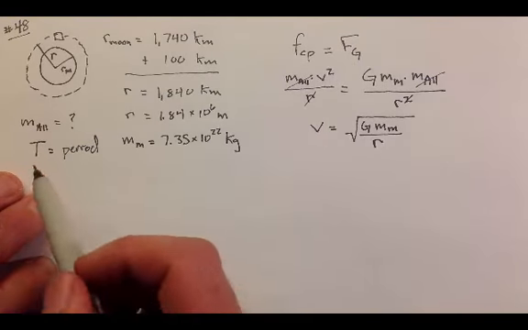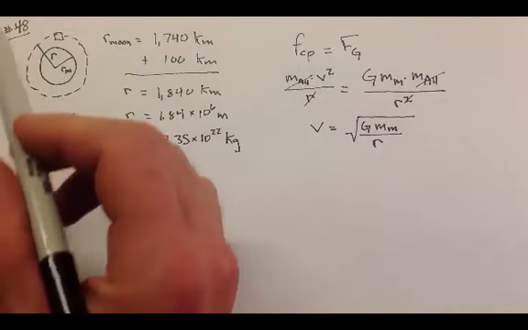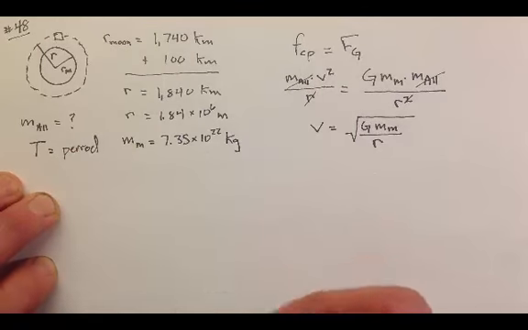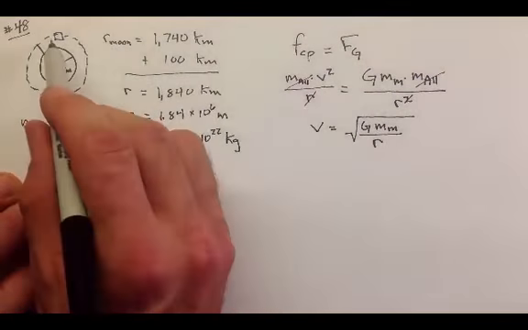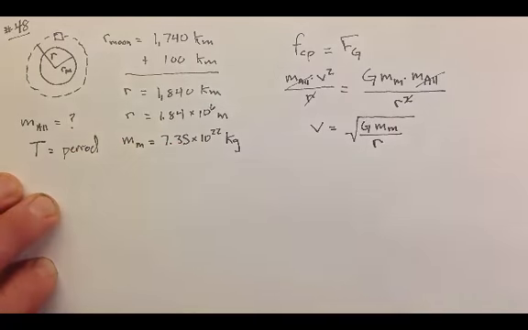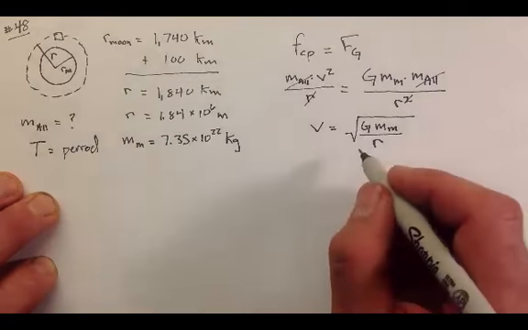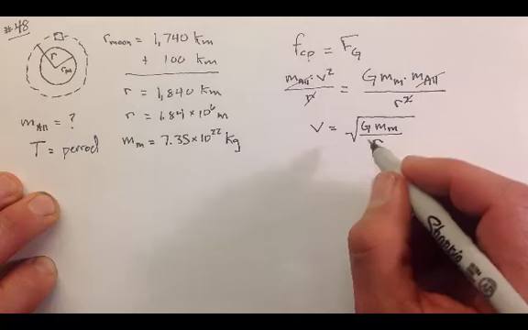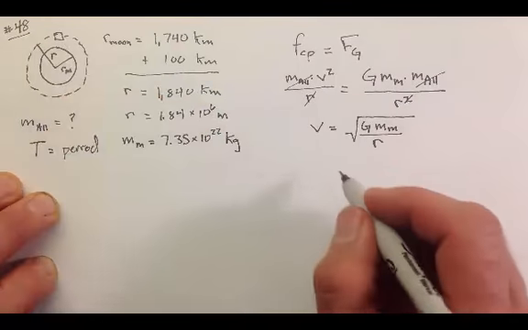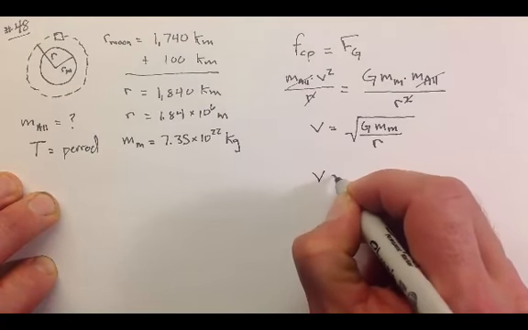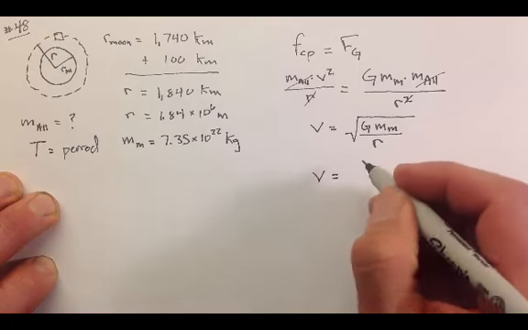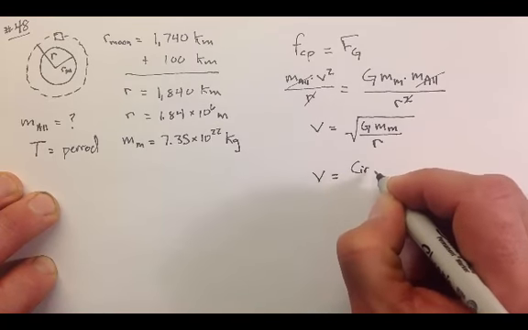Well, we don't want to know the speed with which it's going around the moon. We want to know the period, or the time it takes for one complete lap around the moon. Well, I can figure that out from the speed. Let's figure out the speed. Speed is distance over time, right?